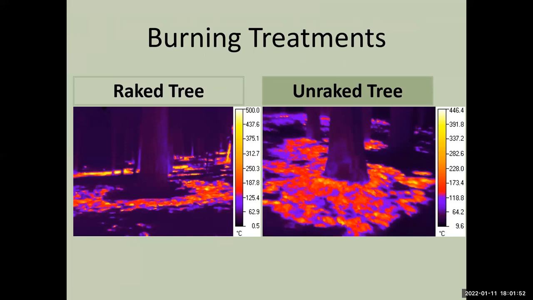So everything that shows purple and red and yellow in these pictures is lethal heating temperatures. So this was from another study where we looked at raked trees and unraked trees. We raked the duff and litter away from trees before a prescribed fire, but just wanted to show the level of heating that can occur around the base of these trees in that duff and litter.